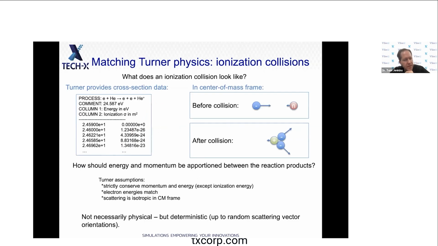Turns out that Turner is, in this case, doing a different ionization process that strictly conserves momentum and energy, moves to the center of mass frame of the electron and the neutral, and scatters these electrons isotropically in the center of mass frame with matching energies. And this is not necessarily physical, but it is deterministic up to the random scattering angles. It's a thing that my code can do and your code can do, and if we can all do that and then compare against Turner, then we can have some meaningful comparison go on with the benchmark results.